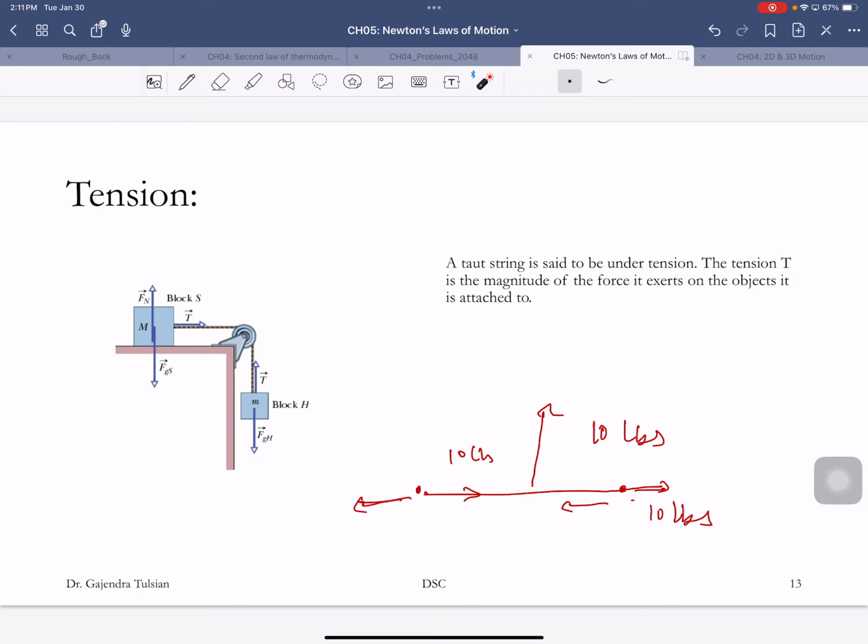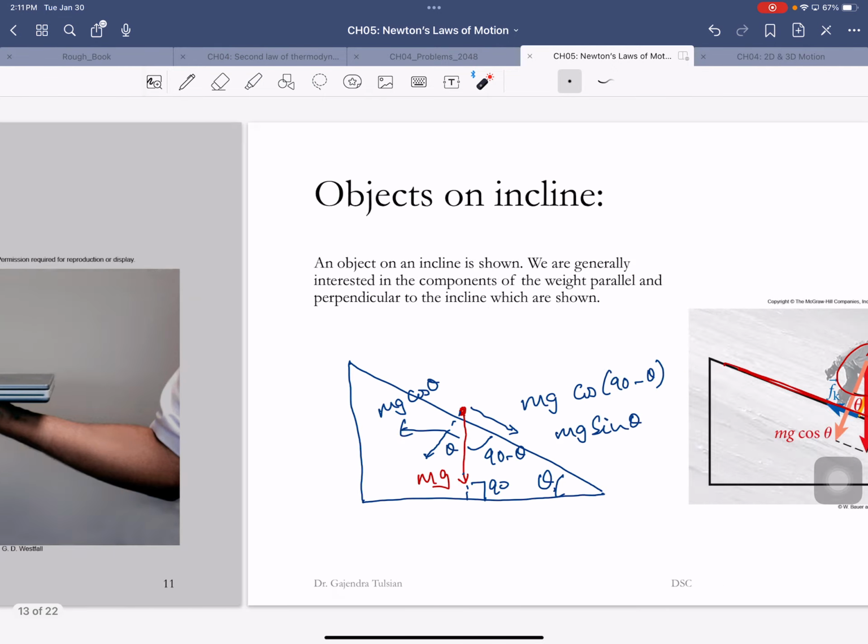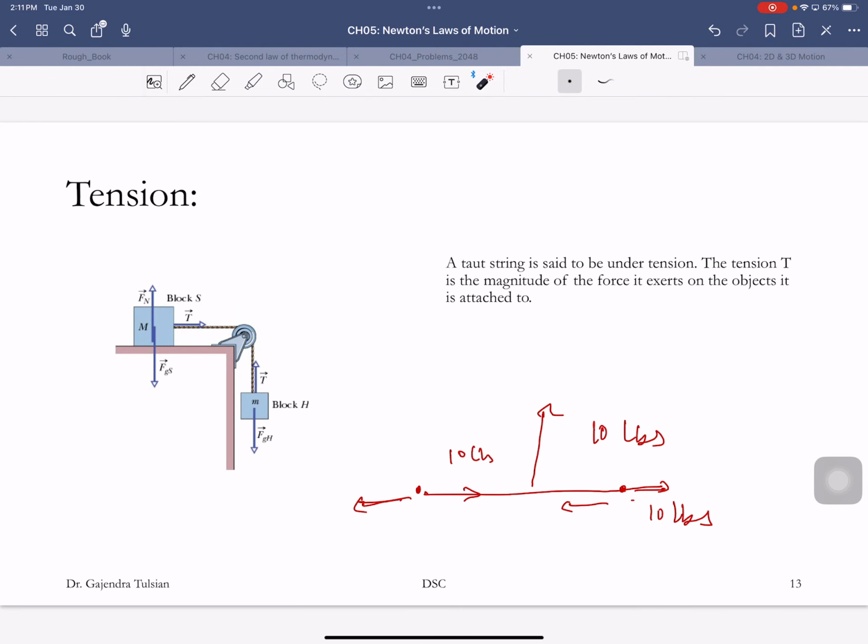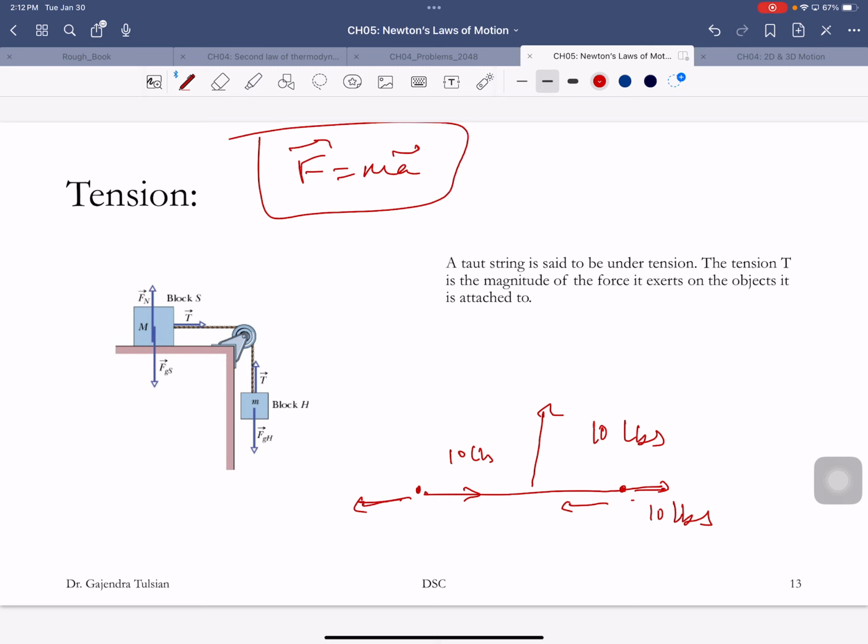So all we're doing is we're introducing special kinds of forces. That's all. Because we are going to beat this equation to death. So tension is just a force. You guys understand?